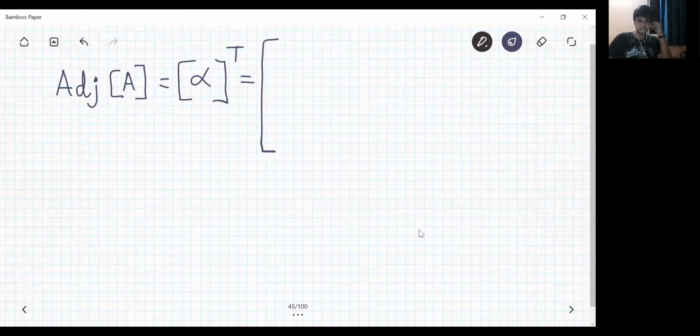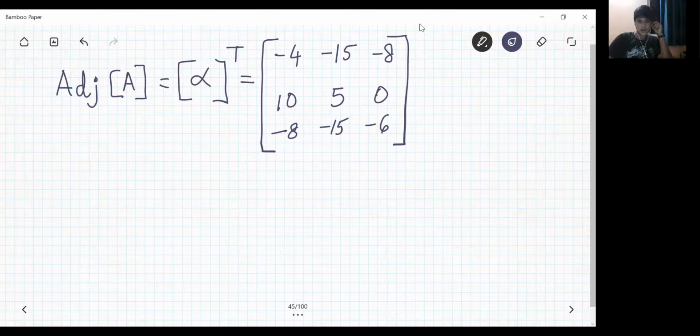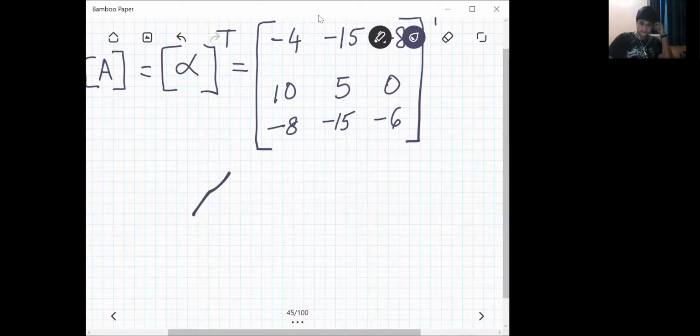Now, what were the alpha matrix values you have? Minus 4, minus 15, minus 8, 10, 5, 0, minus 8, minus 15, minus 6. Now you will write a letter T here above.